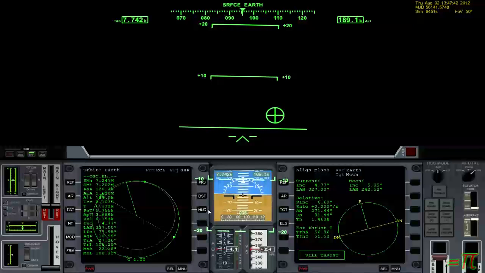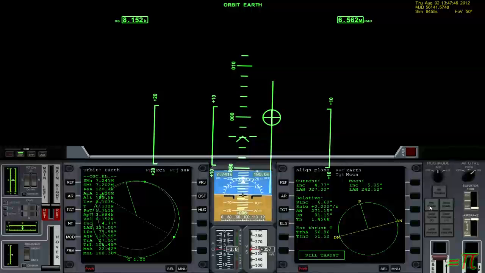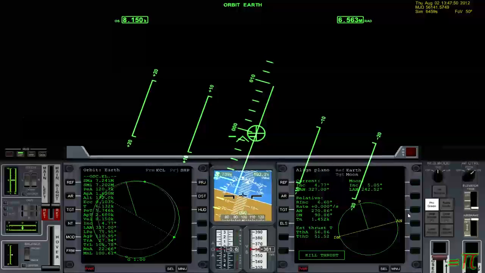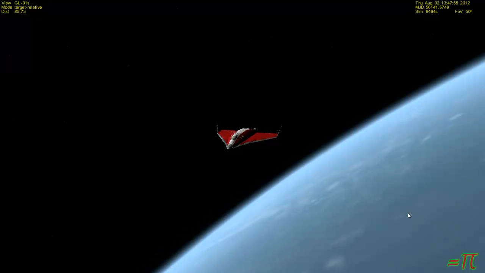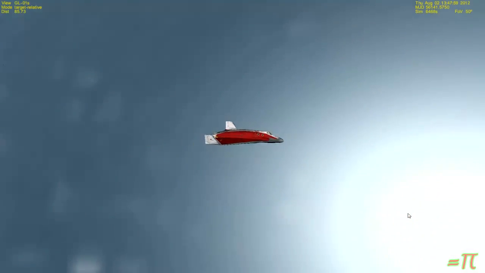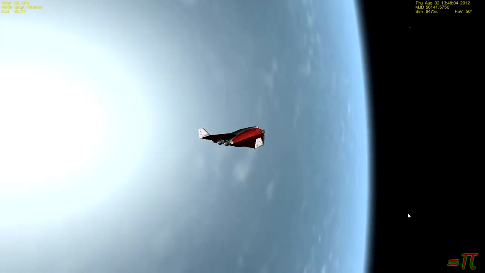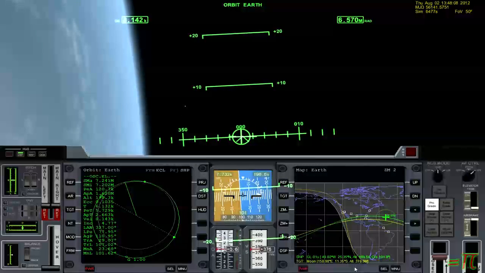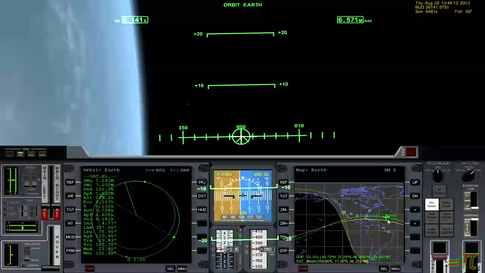Okay, now switch the HUD over to orbit mode and go ahead and turn prograde, which means to face in the direction that we're moving. Have a look outside. Looking good. Alright, let's see. Yeah, here we are over the mid-Atlantic.